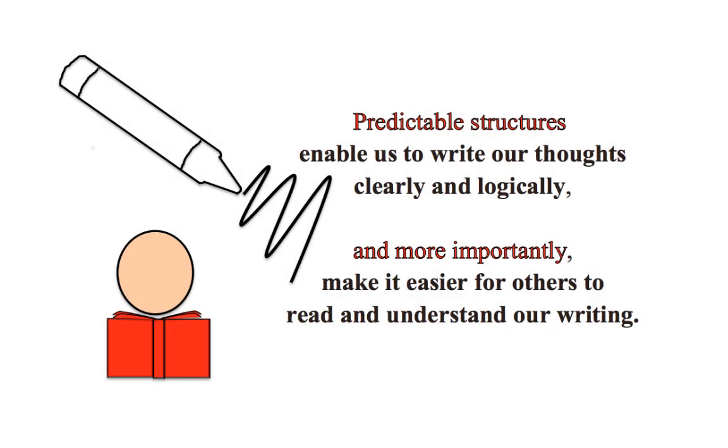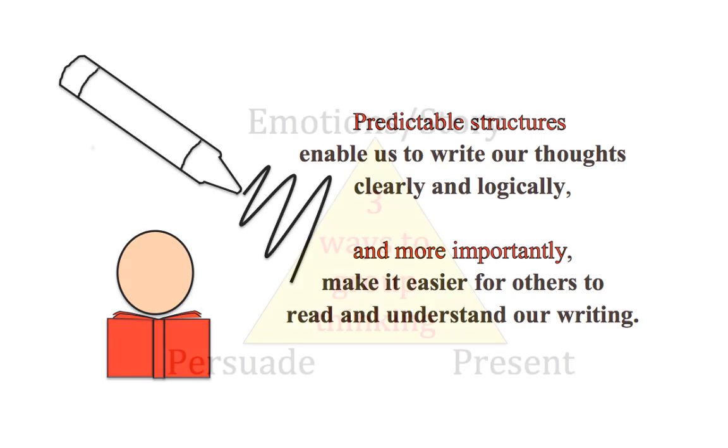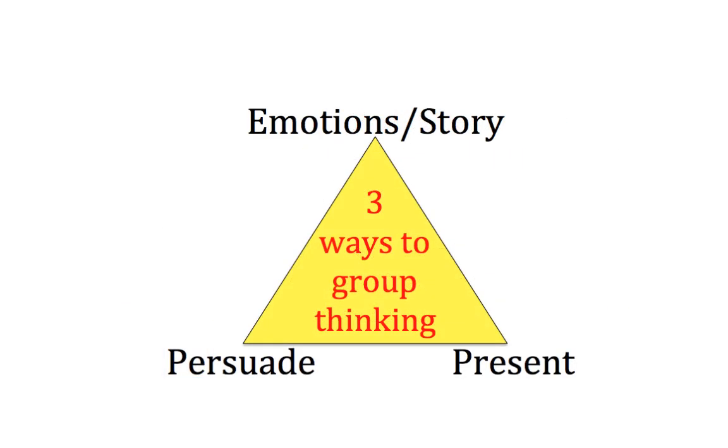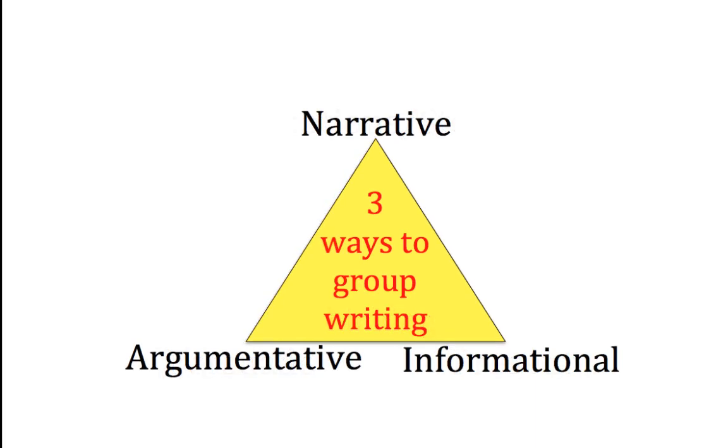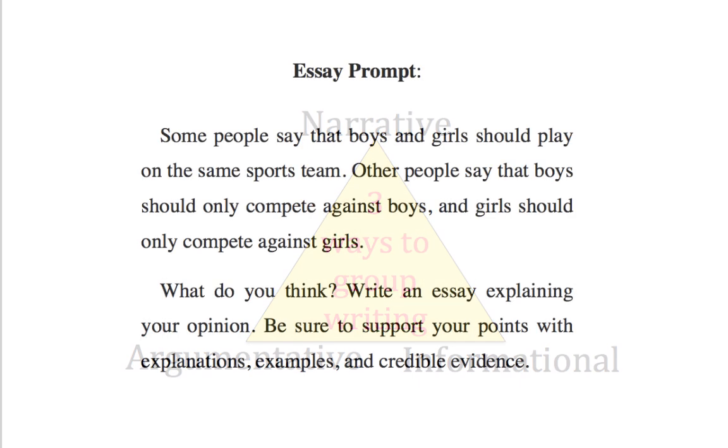The way you organize your writings is based on your purpose. When you want to persuade your reader, you use an argumentative structure. When you want to present information, you use an informational or expository structure. When you want to create an emotion, you tell a story in a narrative structure. These three predictable writing structures are common in our culture and are agreed upon ways of thinking and communicating.